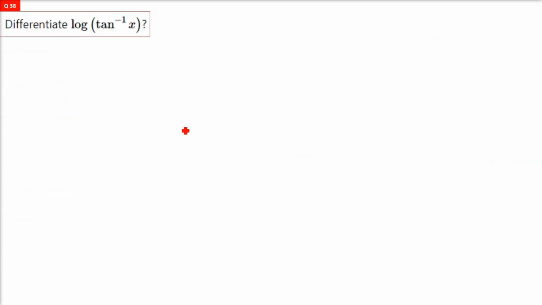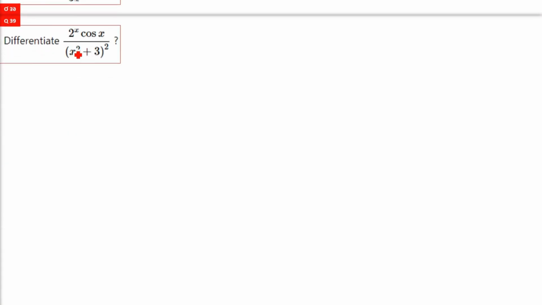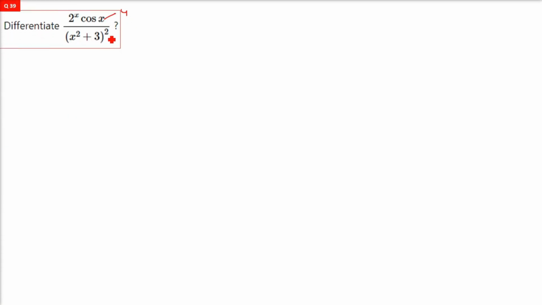Now differentiate log of this thing. So log of tan inverse x, the derivative of log of something is 1 by that thing. That is 1 by tan inverse x it will be. Now the derivative of tan inverse x is 1 by 1 plus x square. So 1 plus x square you can write. This will be your final answer. So there is no trick, there is nothing, just you need to know the differentiation of tan inverse, cos inverse, sin inverse.